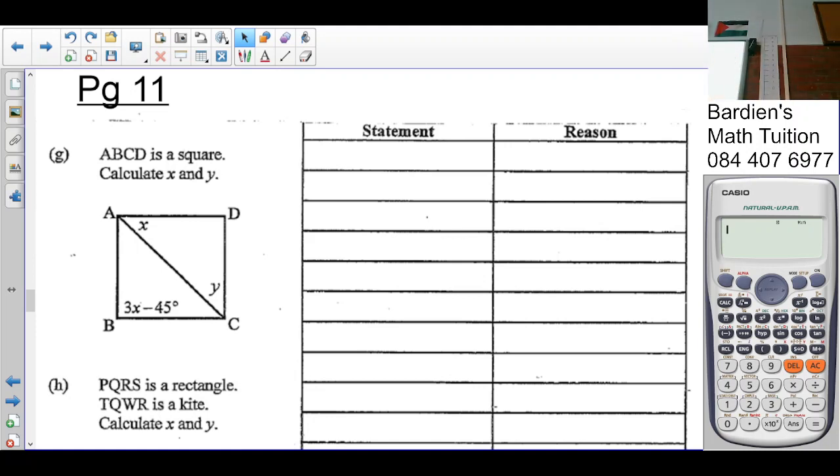So, G. Is this on page 11 or 12? 11. Alright. We are told that ABCD is a square. I'm going to go a bit faster through this. Calculate x and y. Well, this is easy. If this is a square, then this must be 45 degrees and 45 degrees. And D is 90. So x is equal to?